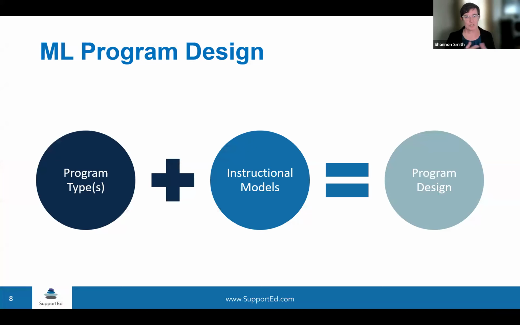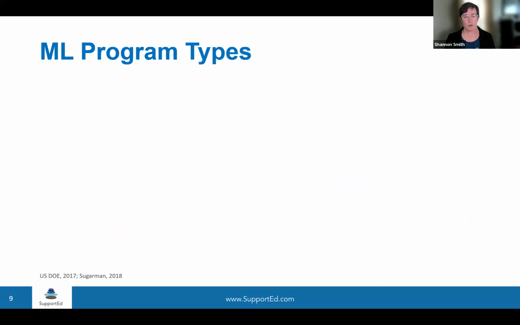So we're going to start with that program design, and your multilingual learner program design is comprised of two different parts: your program type or types and the instructional models you use within that program type. When we think about program type, it's that unique structure with certain characteristics and components designed to meet specific goals to provide quality instruction for multilingual learners.